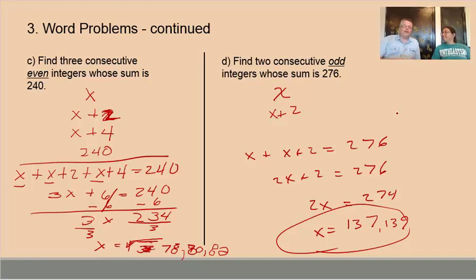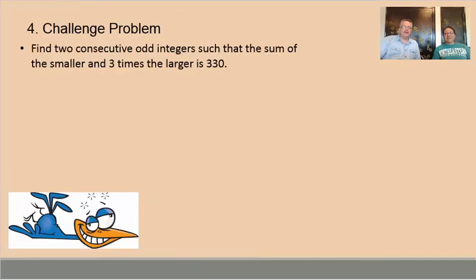Sounds good. All right, we got a challenge problem. Pass the pen, or do you want me to do it? Look what happened to that bird. That's not going to happen to us. We're going to be okay.